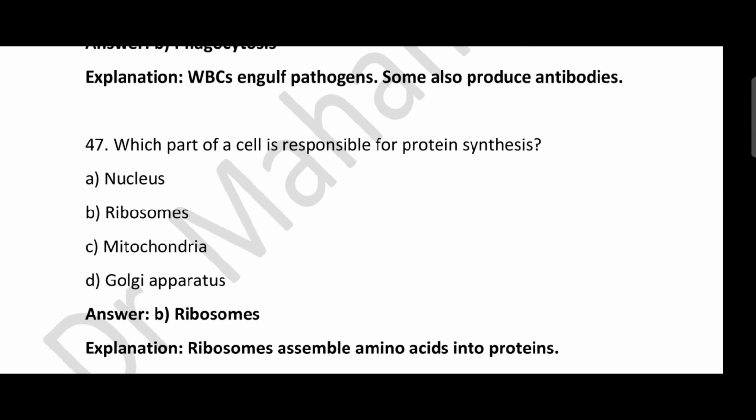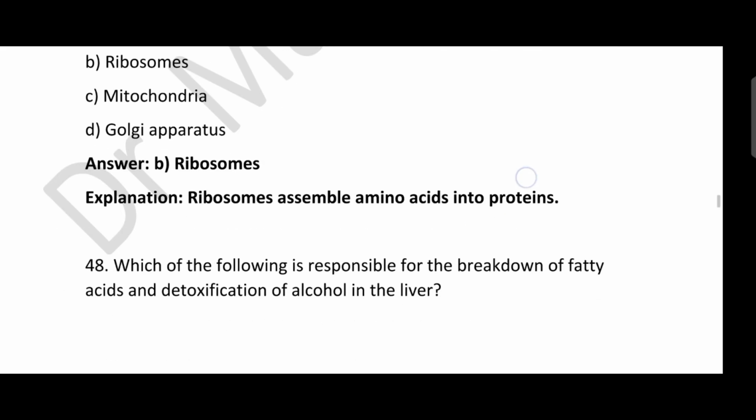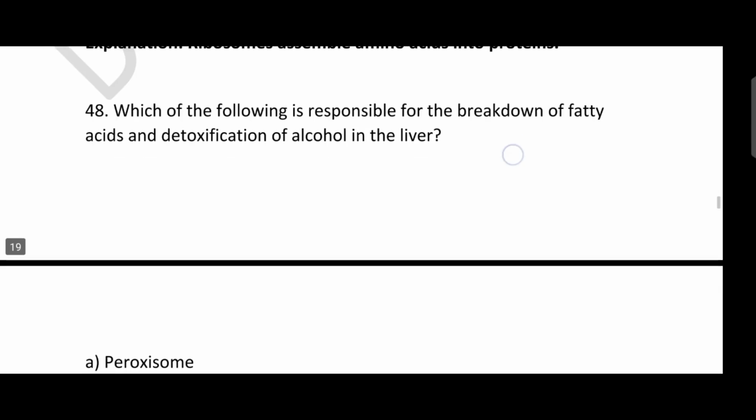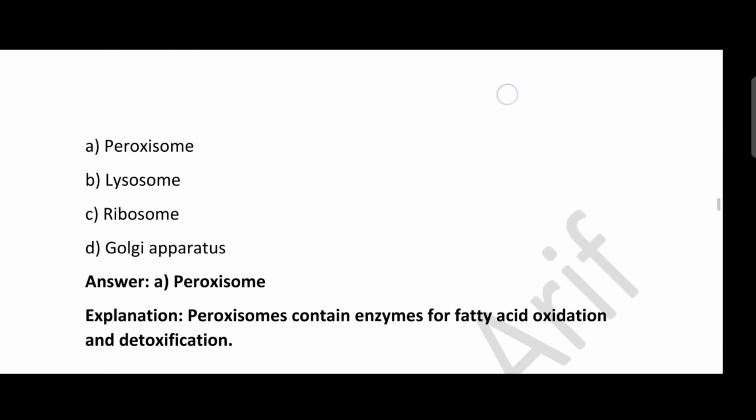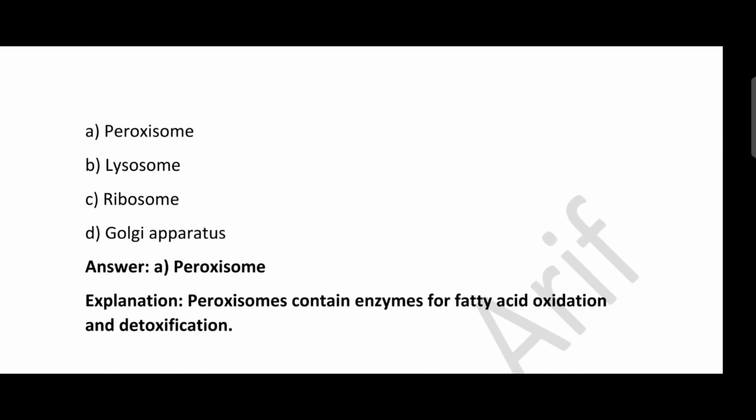Which part of a cell is responsible for protein synthesis? So correct answer is option B, that is ribosomes. Ribosomes assemble amino acids into proteins. Which of the following is responsible for the breakdown of fatty acids and detoxification of alcohol in the liver? So correct answer is option A, that is peroxisomes. It is also one of the most repeated KMU-CAT MCQs.